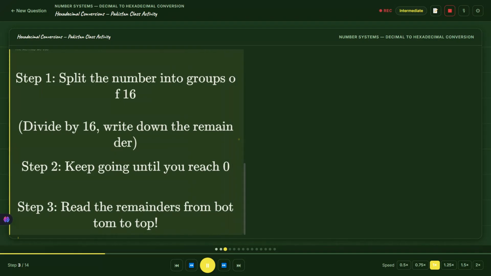Here is our trick. We split the number into groups of 16, again and again. Each time, we write down what is left over. When we are done, we read those leftovers from the bottom going up. That is our hexadecimal answer.